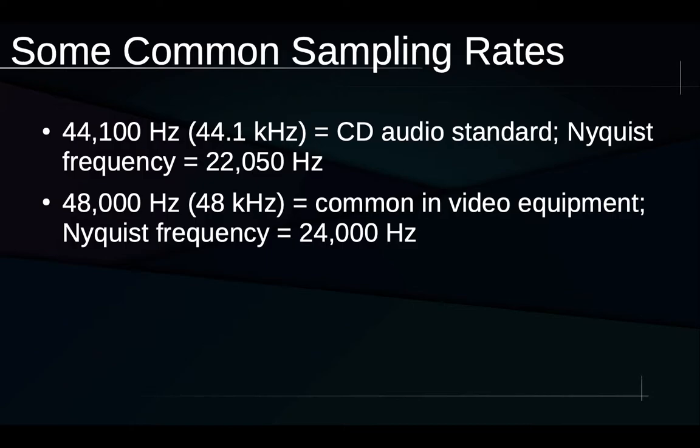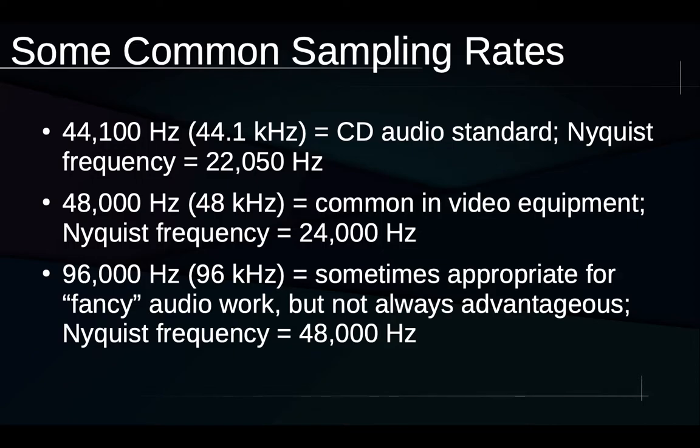This is really common in video equipment. It has been for some time. And the Nyquist frequency of that is going to be half of the sampling rate, which is 24,000 hertz. Again, somewhat above the usual limit for human hearing. We will also sometimes encounter equipment and files that have been recorded at 96,000 hertz or 96 kilohertz. This is sometimes appropriate for fancy audio work, but it's not always advantageous. The Nyquist frequency, if we think about it, is going to be half of that. It's going to be 48,000 hertz. That is really very far above the upper limits of human hearing in terms of frequency. And so the question is going to arise, well, why would we actually want to do this? Why would we want to record what we're recording?